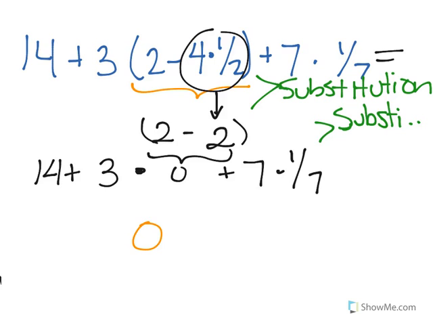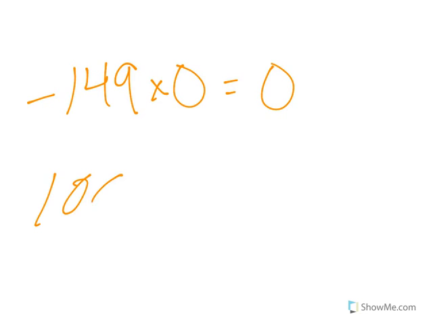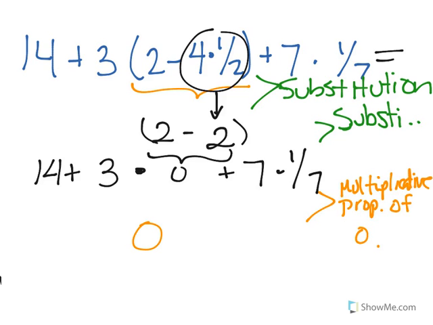That is the multiplicative property of 0. In case you didn't know, if you multiply anything times 0, you get 0 back. So even negative 149 times 0 is equal to 0. 1,000 times 0 is equal to 0. So that is a property that 0 has when multiplying itself with anything else, even with itself, of course. And so we do use the multiplicative property and also substitution.